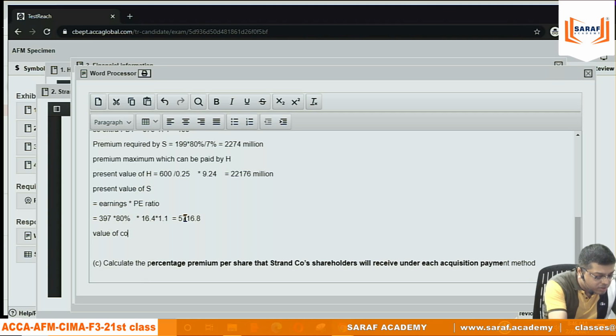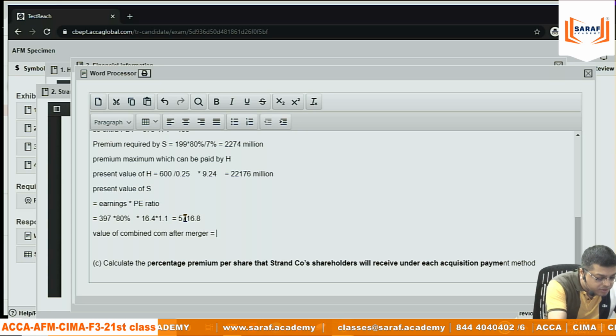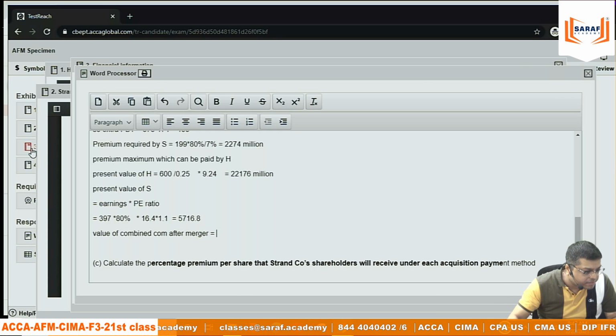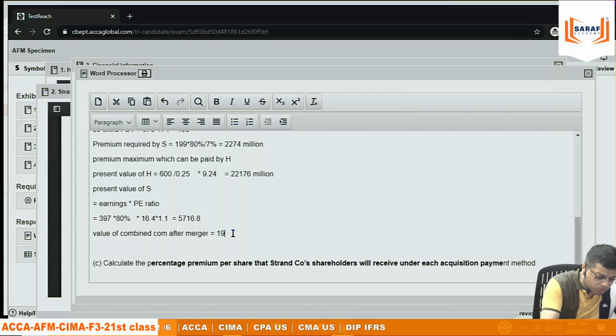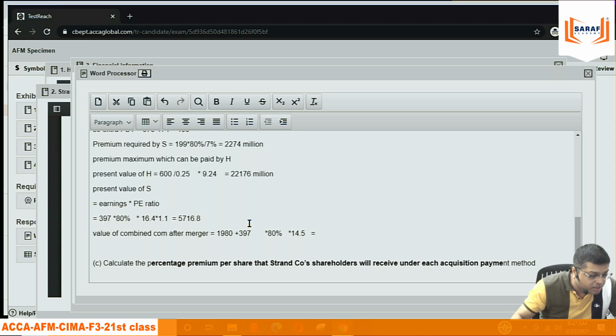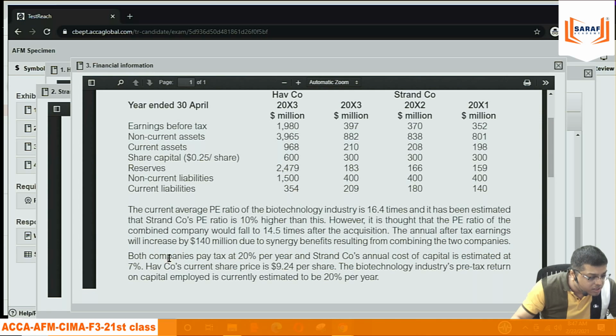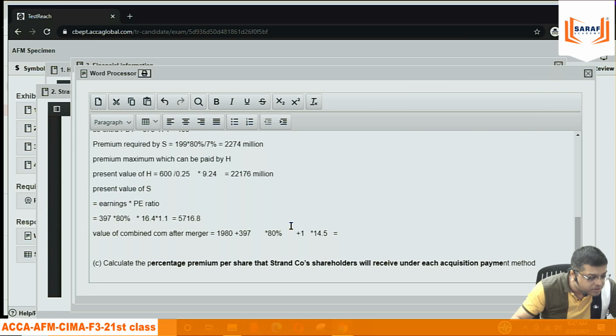अब value of combined company after merger. तो हमारा अर्निंग्स कितना है? 1980, 397. 1980 plus 397 whole thing into 80% into 14.5. There, sorry, plus इधर में एक और बढ़ेगा. Plus they said 180 ना, or 140. How much? The synergistic benefit they said 140, which is after tax only. 140.